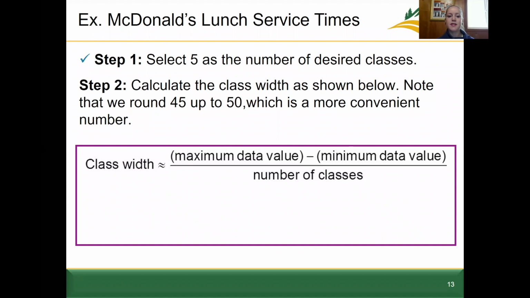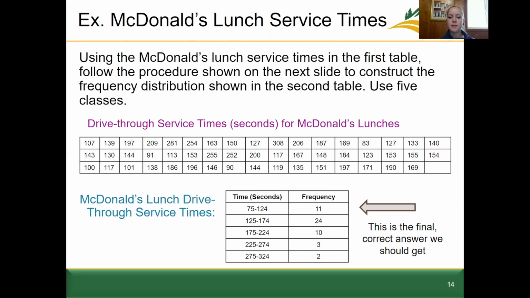Step 2, calculate the class width as shown below. So we need the maximum data value, we need the minimum data value. We know our number of classes here, we selected 5. So now we'll go back to this data table and find the maximum value and the minimum value. So pause this, make sure you identify the maximum and the minimum value. So you should have spotted 308 as our maximum value and 83 as our minimum value.